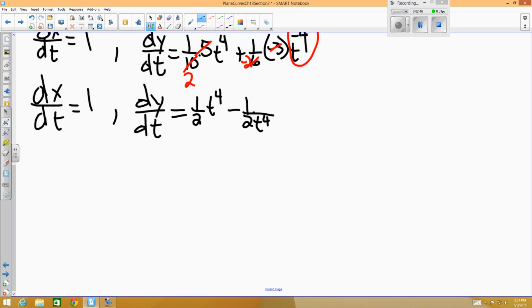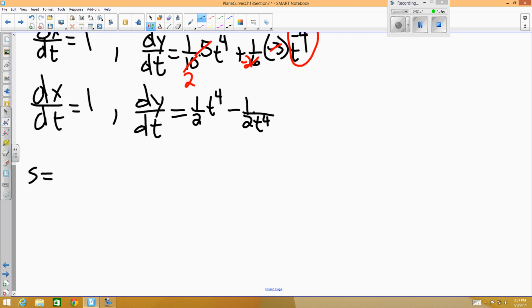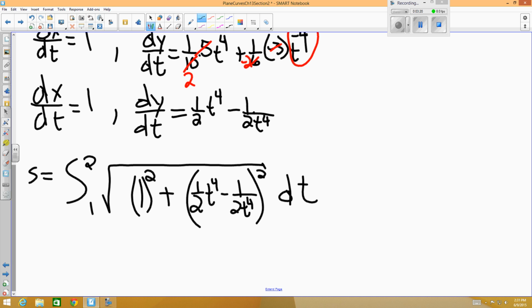So now we have dx dt, dy dt, and remember that our limits of integration were given in the problem from 1 to 2. So our arc length is the integral from 1 to 2, square root of dx dt squared, so 1 squared, plus dy dt squared, 1/2 t to the fourth minus 1 over 2 t to the fourth, squared, dt. Here's our integral, which represents the length of the curve on the interval from 1 to 2.